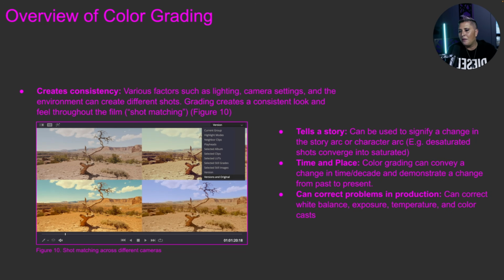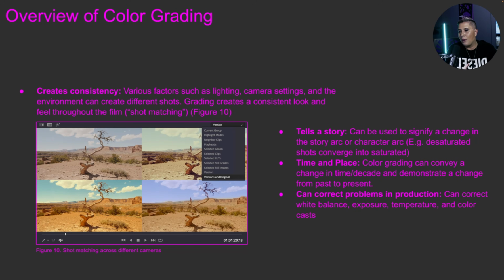Time and place. It can convey a change in time or decade. I can't remember the name of the movie. Maybe it was The Fabelmans. Was it The Fabelmans? In the beginning part of the movie, it was in the 1960s, and so there was a different grade with that part of the film. The colors weren't as vibrant. It was a very 1960s look. And then fast forward to present day, you see this vibrancy, this modern warm kind of feel to it, and that conveyed a change in time and decades.